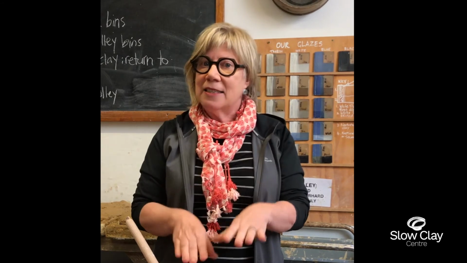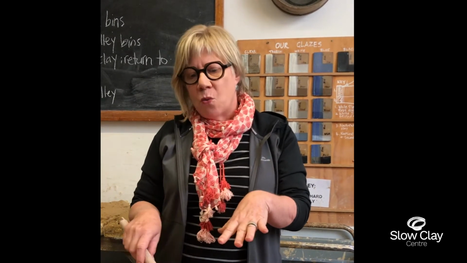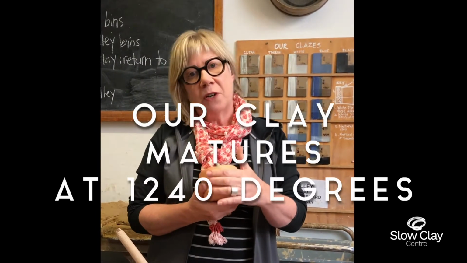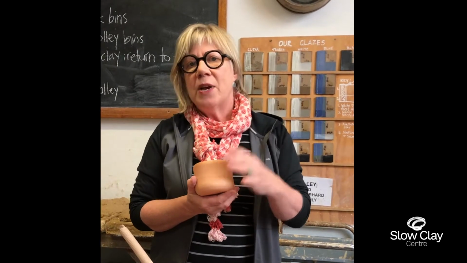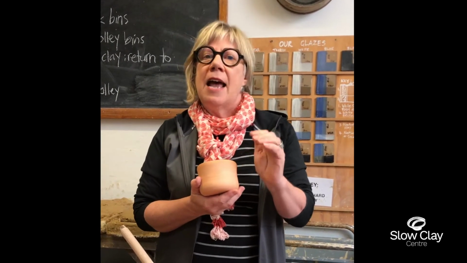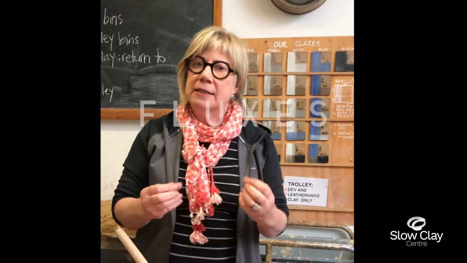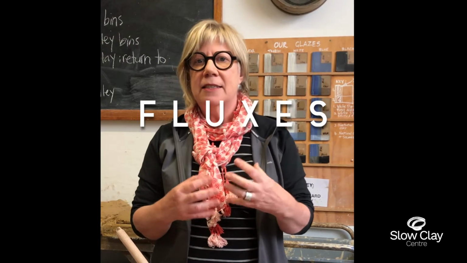In glazes, you might think we fire high, but relative to glass melting, we actually fire quite low. Silica on its own has a melting point of about 1700 degrees. Our clay matures at about 1240 degrees. So we need to try and bring that melting point down, and we do that with a group of materials called fluxes. Fluxes just means melting and lowering the melting point.